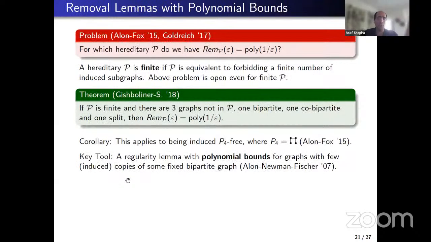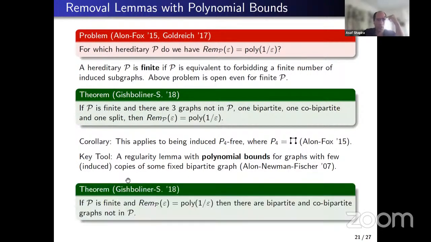Given this sufficient condition in this theorem, it's natural to ask whether there is a matching necessary condition. Unfortunately, we don't have a matching one, but we have a nearly matching necessary condition, which is that if you have a finite property P that has a polynomial removal lemma, then there should be a bipartite and co-bipartite graph not in P. It's nice to observe that these two necessary and sufficient conditions can be used to prove essentially all the positive and negative results that were previously proved regarding this problem.